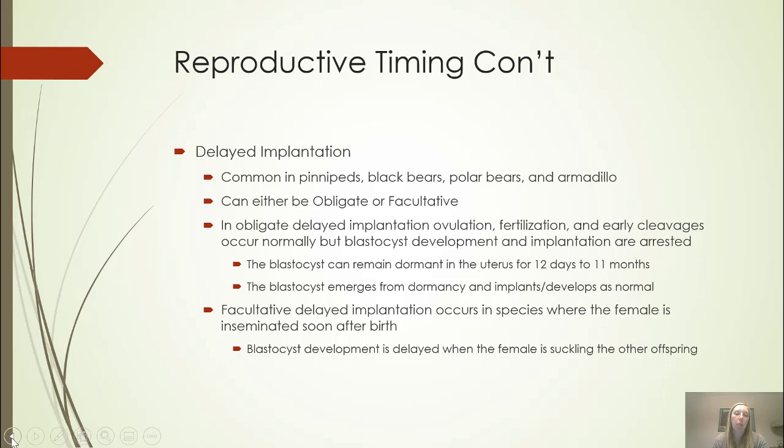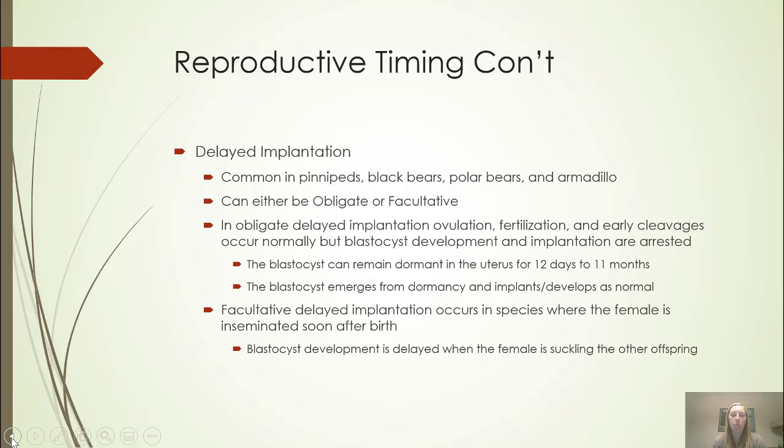In obligate delayed implantation, ovulation, fertilization, and early cleavages all occur normally, but the blastocyst development and implantation are arrested in the uterus. So the blastocyst can remain dormant in the uterus for 12 days to 11 months. It's really a pretty wide range. The blastocyst will emerge from dormancy and implant and develop as normal.